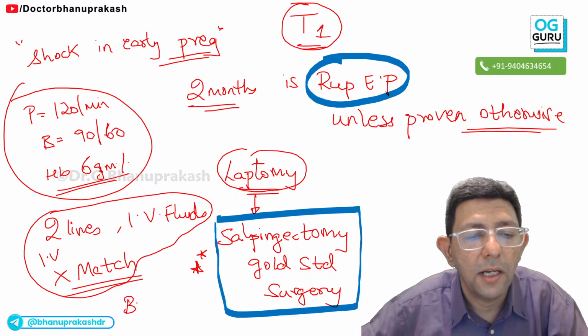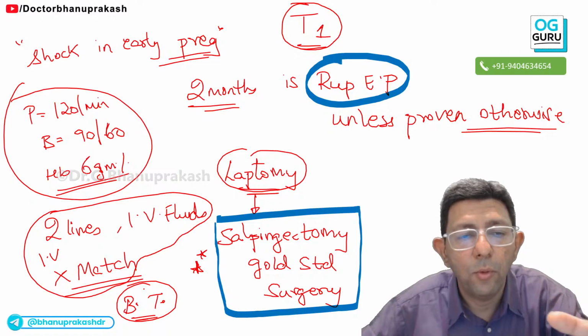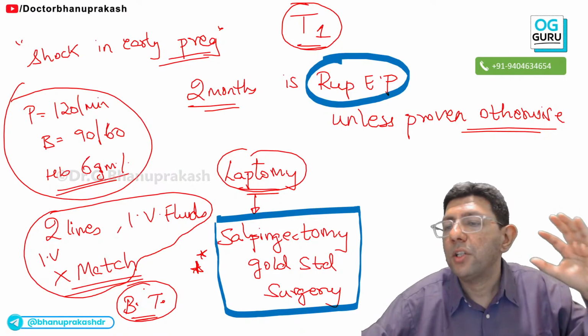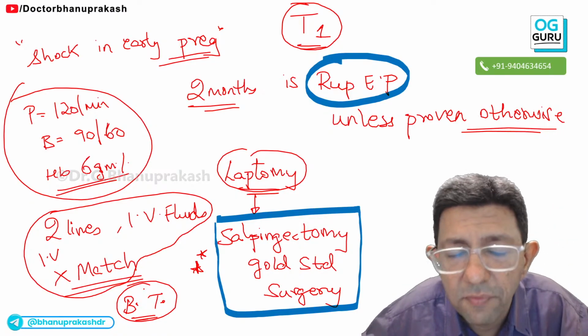Of course, do not forget blood transfusion will also be required to save the patient's life. So 2 wide bore IV lines, IV fluids, cross match and blood. So this is very, very important.